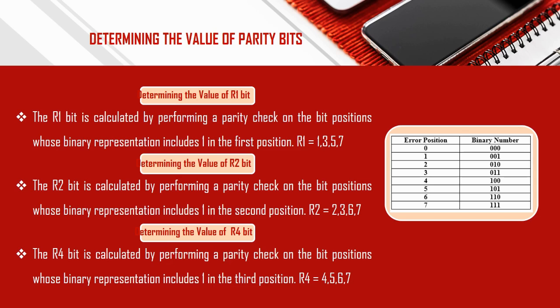So how do we determine the value of the parity bits? R1 can be calculated using the positions 1, 3, 5 and 7. In a similar way, R2 can be calculated using the positions 2, 3, 6 and 7. And R4 can be calculated using 4, 5, 6 and 7.